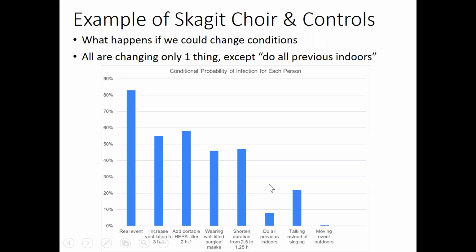Okay? Now let's say we can do another case scenario. Let's say we do the real event, but this was a situation in which instead of people singing, they were just talking, because singing really enhances the emission of respiratory particles. So this again lowers the chance of transmission a lot. And now if we did exactly the same thing, the same choir, but we did it outdoors, actually the probability of transmission, it depends exactly how outdoors, but the probability of transmission is minuscule.